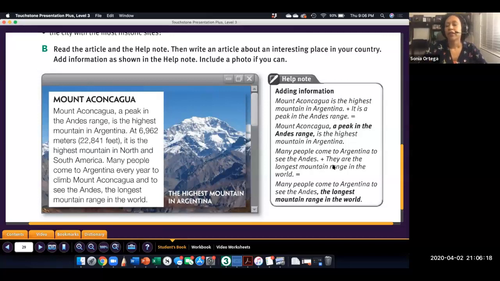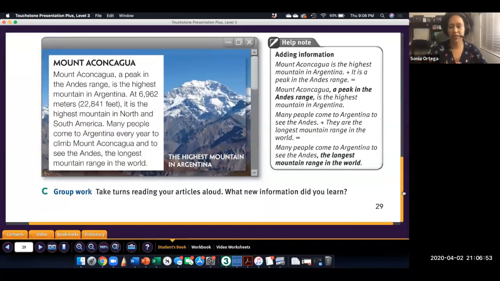And here I do something similar. I want to add this information about the Andes. So I can take out the subject and the verb. And then the rest of the sentence, I put it right next to what I am describing. So because Andes happens to be at the end of the sentence, then I can just put a comma and then add that information. So this is something that you can try when you are writing, to combine sentences in this way to make your writing more advanced.